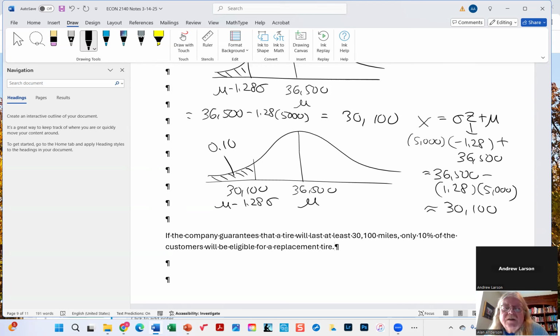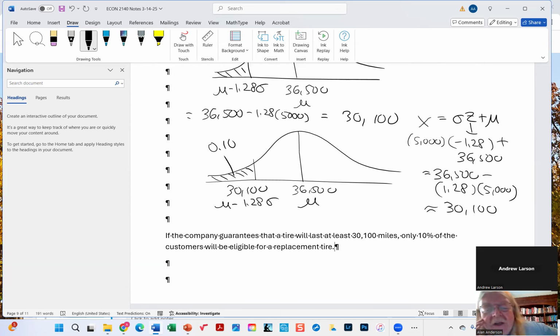I guess they're figuring, well, we could have a ridiculous guarantee like 0 miles, but nobody would buy our tires. So we're going to have a realistic guarantee here. We're saying, listen, reasonably, you can expect to get at least 30,000 miles out of this tire, 30,100. If not, bring it back and we'll give you another one. Otherwise, people won't know whether they can buy this tire or not.